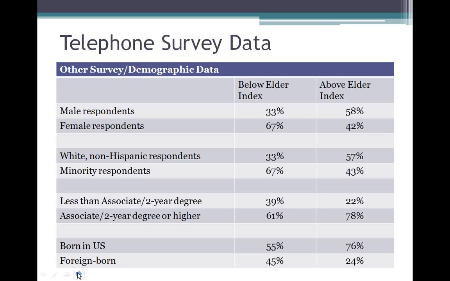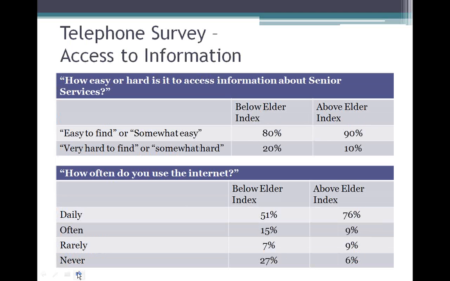Finally, we have a comparison of seniors who were born in the United States versus foreign-born seniors. Again, we see 45% of respondents below the Elder Index are foreign-born, as opposed to 24% of seniors who are above the Elder Index being foreign-born. Okay, next slide.